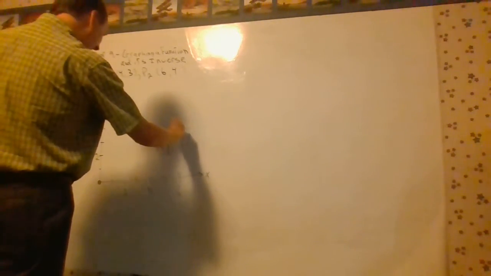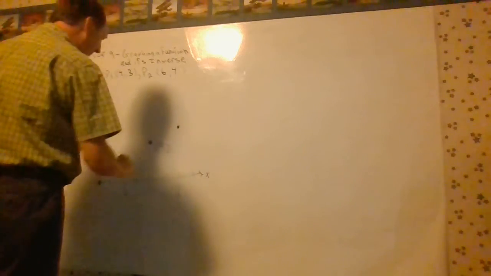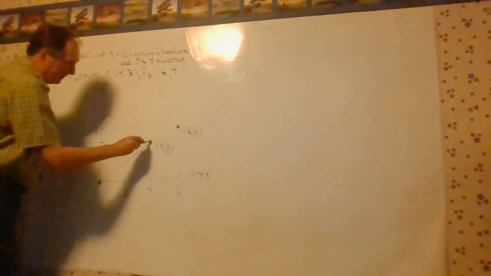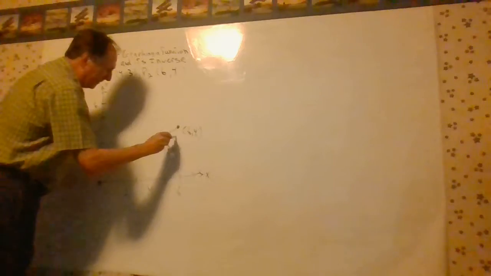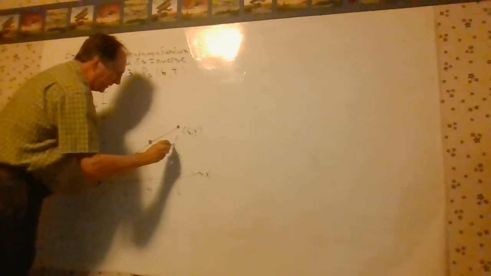If you have a piece of graph paper, you can do this a little more accurately than me. And then if you join these two line segments, there's one line segment, there's another line segment. We call this function f.